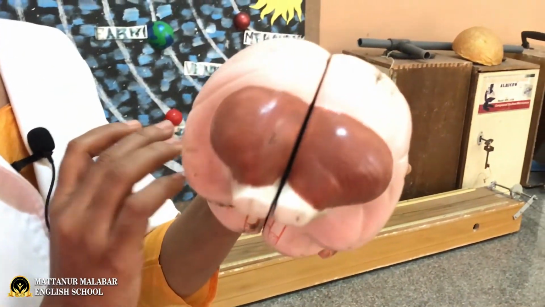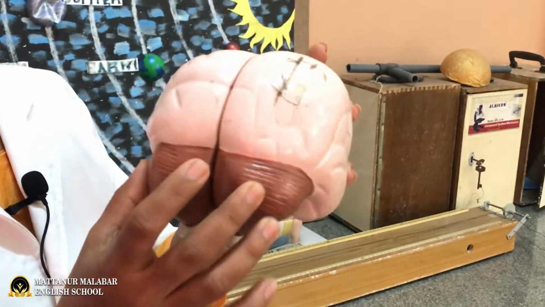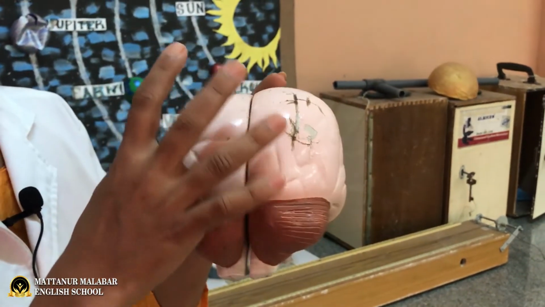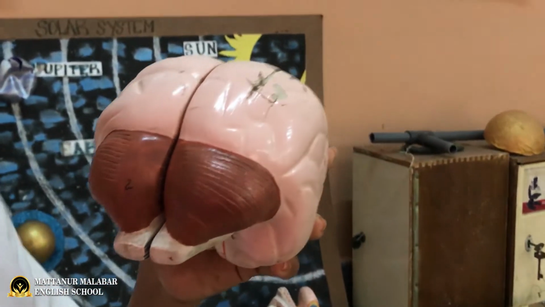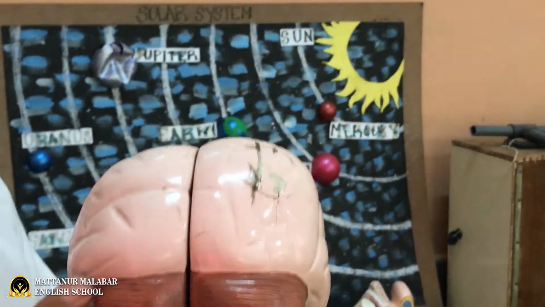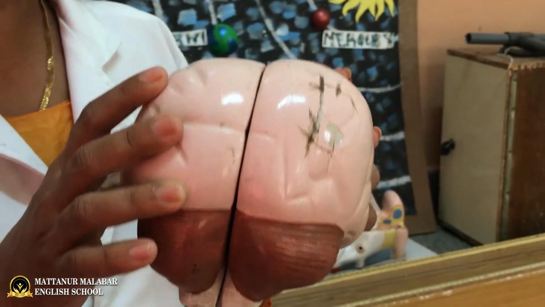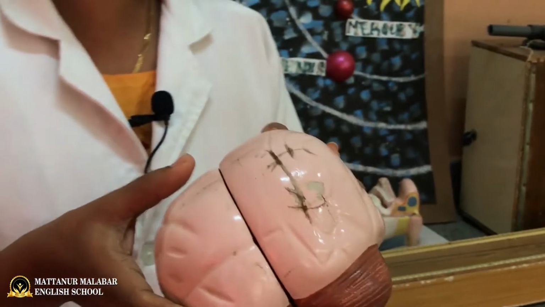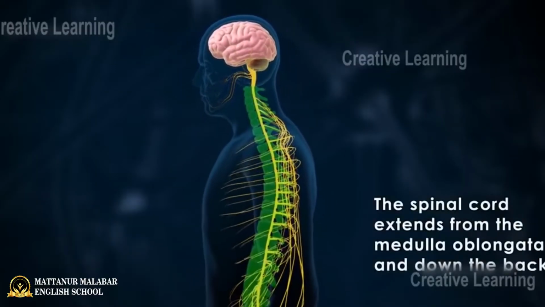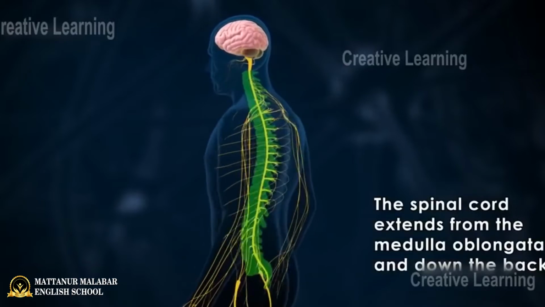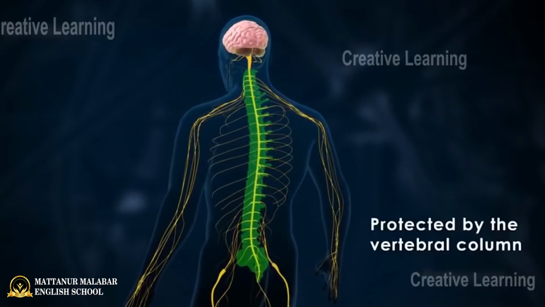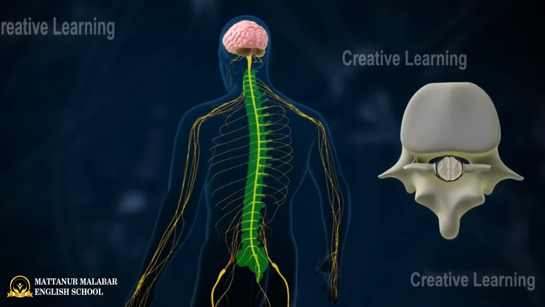So this is the back part of our brain. Here you can see it is connected with another part of our central nervous system, which is called the spinal cord. The spinal cord is connected to all parts of our body, and it travels through the backbone to the back part of our body, from the brain to the back part of our body.